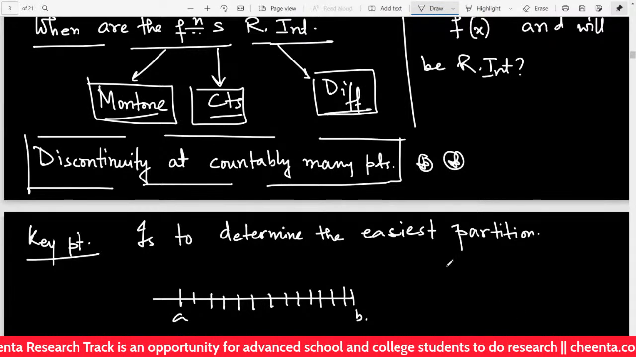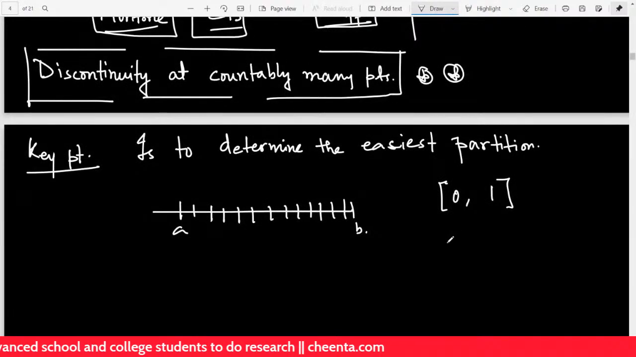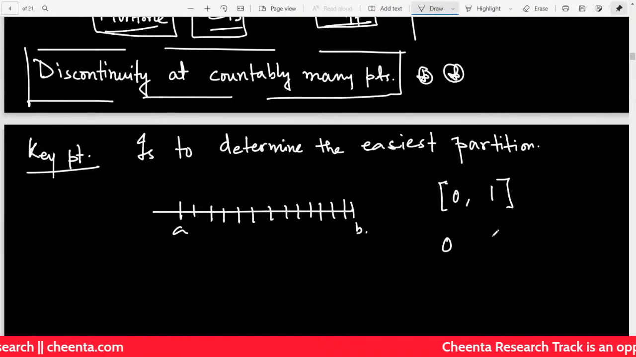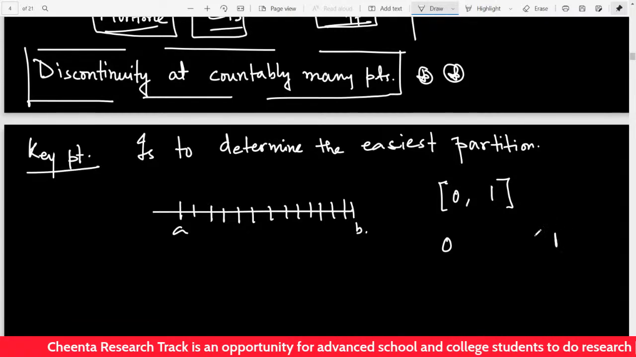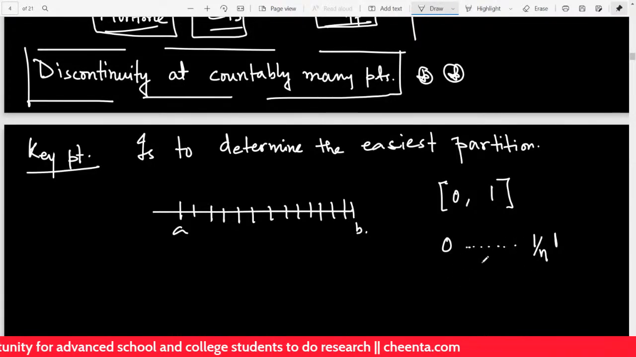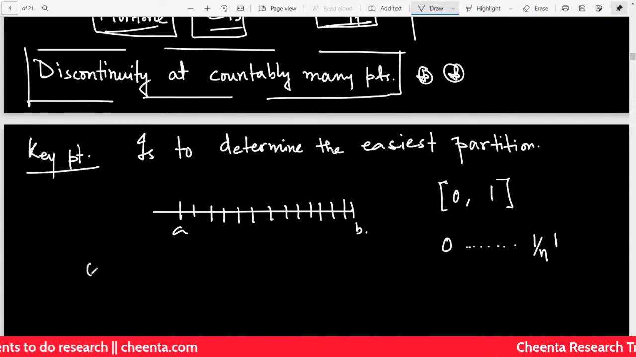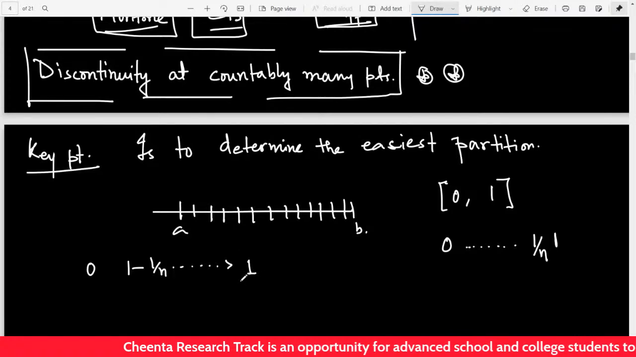So let's say you have 0 to 1. You start with 0, and you take 1 by n kind of. Then as n tends to infinity, it goes to 0. In general, how do we do that? Suppose you take 0 and then you take 1 minus 1 by n. Then as n tends to infinity, it goes to 1.